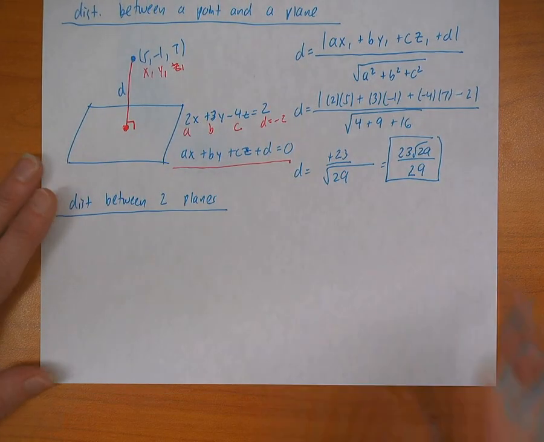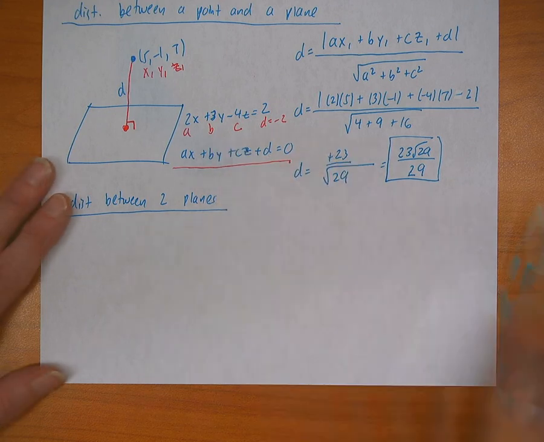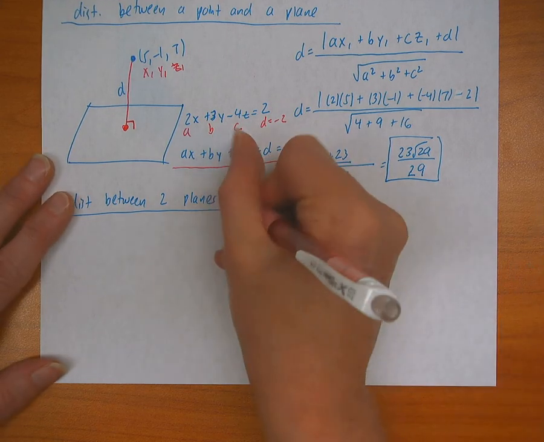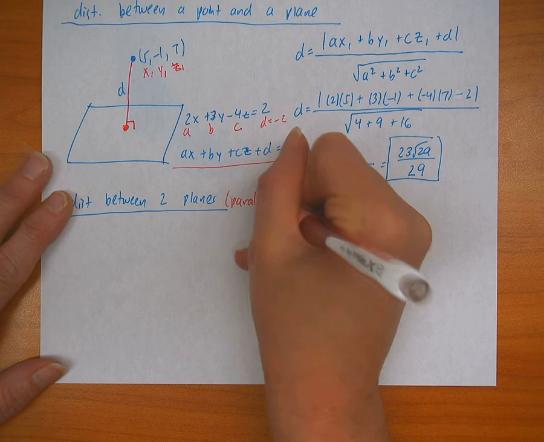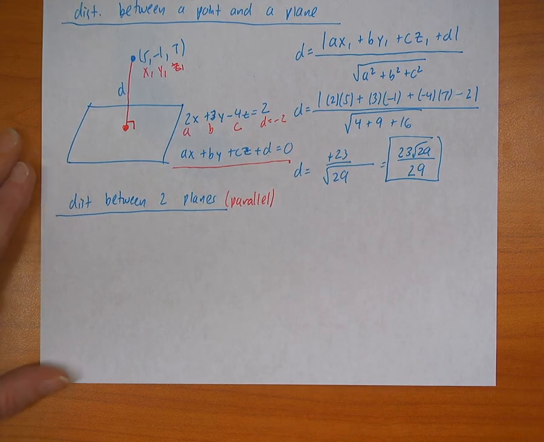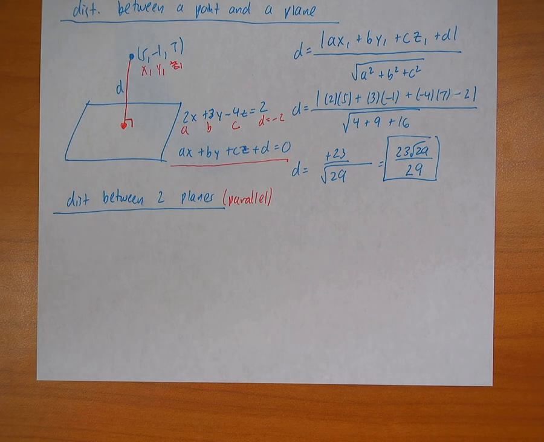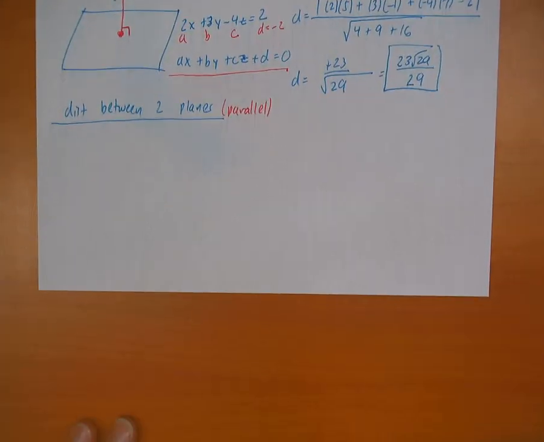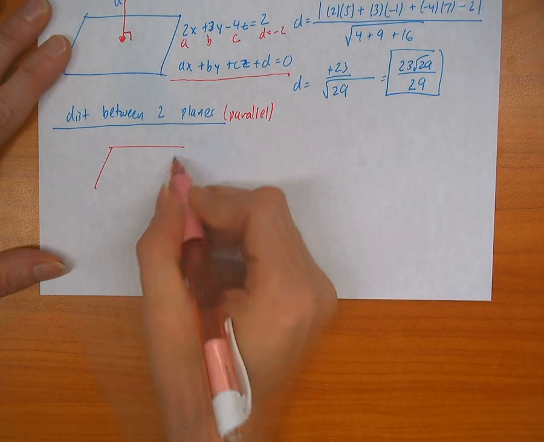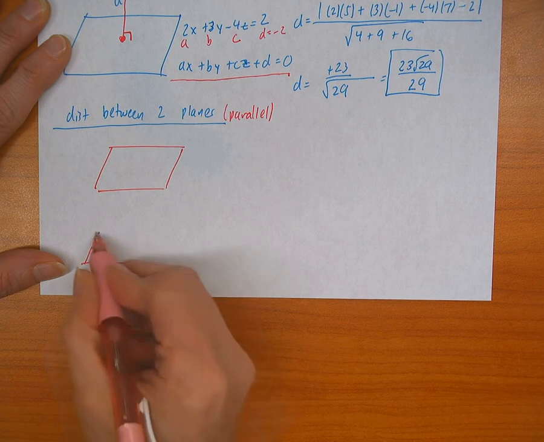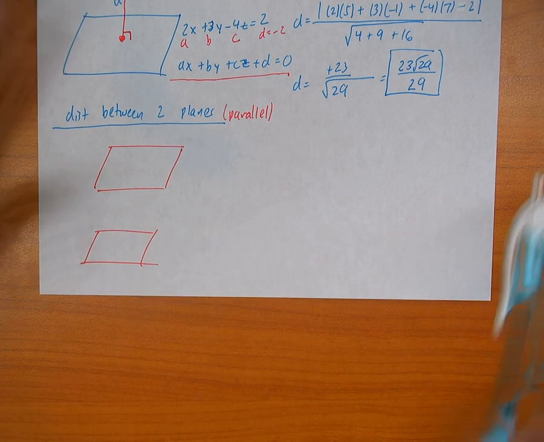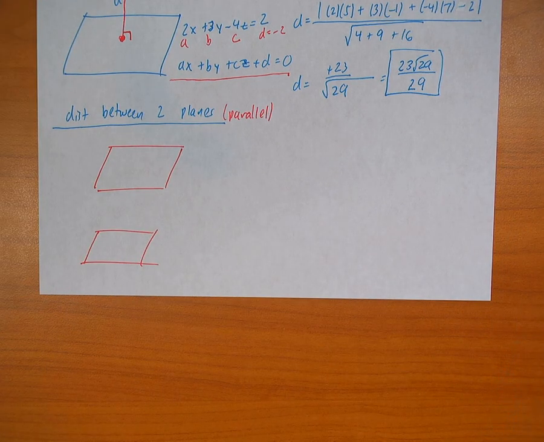And when you're finding the distance between two planes, they have to be parallel. Either planes are parallel or they are intersecting. So if they're intersecting, the distance between them would be 0. But if they're not intersecting, they would be parallel. And so we have this situation. And we want to find the distance between these two planes.